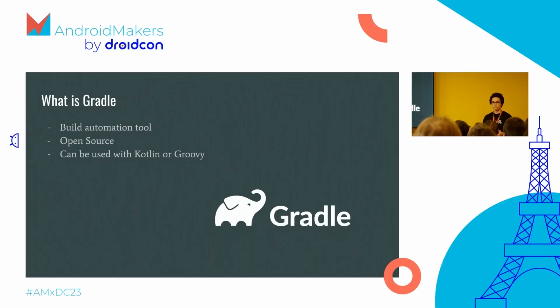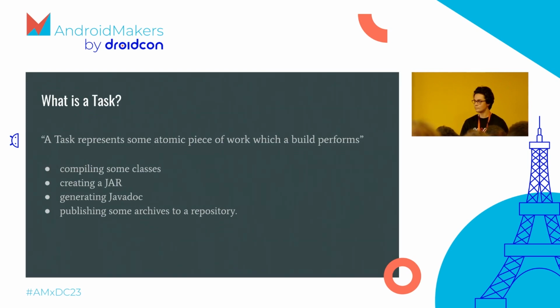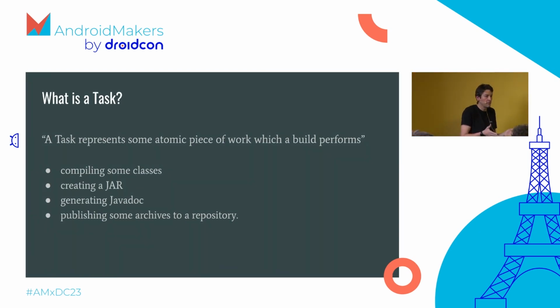Quick reminder, though, we know you know this, but Gradle is a build automation tool. It is open source, and it can be used either in Groovy or Kotlin, although Kotlin is now the official language for Gradle. We'll start by understanding what a task is. A task is a piece of code that performs a unique action, like compiling some classes, creating a jar, or just printing a string.